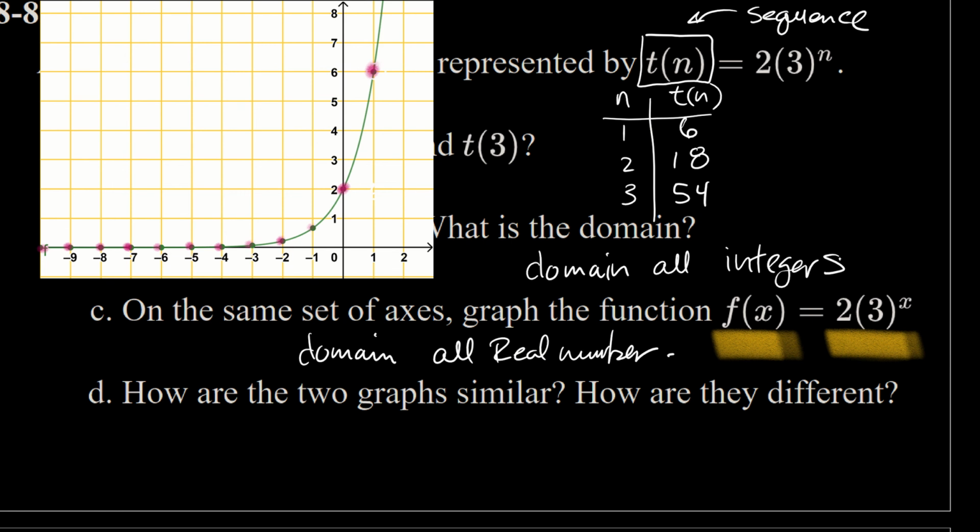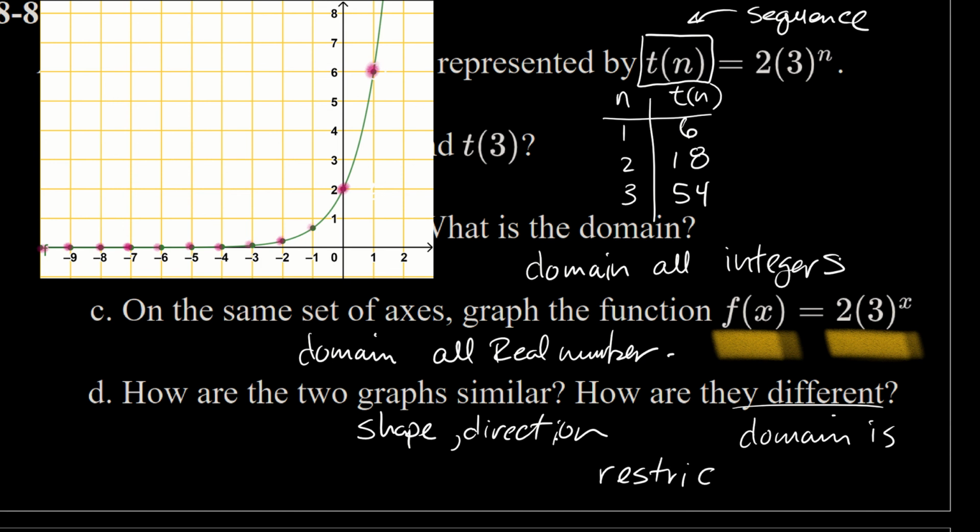And it says, how are they different? How are they similar? The two graphs, they're the same shape. They have the same shape. That's a similarity. Same direction. But the big and only difference is that the domain is restricted for t of n, for the sequence. For the sequence, we're looking at just those domain values. So there's a restriction in the domain for t of n.